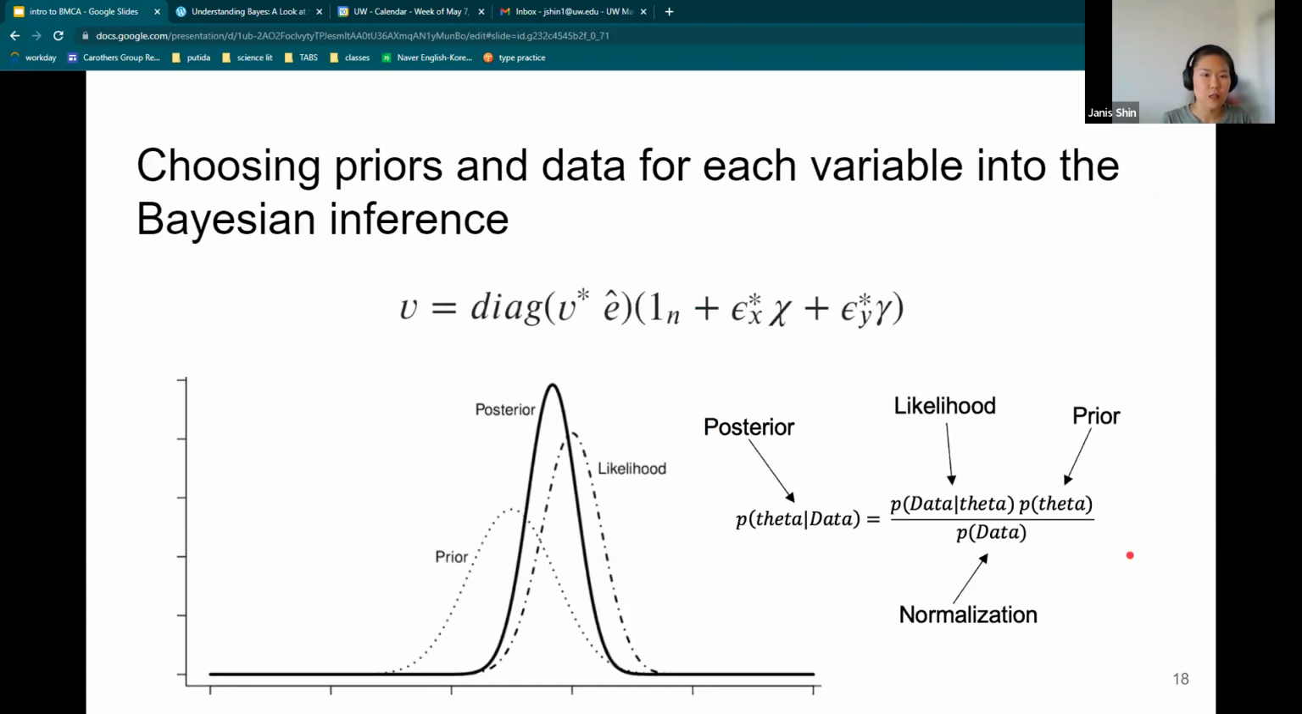So once you have the data, our next step would be to choose priors and fit the data for each variable into Bayesian inference. What that looks like is we're going to define a prior distribution here. And then given our data, we can define a likelihood function. And this likelihood is also conditioned on the data. And then from the two distributions, the likelihood and the prior, plus a normalization from the data, we get a posterior distribution. So that's this dark line here.